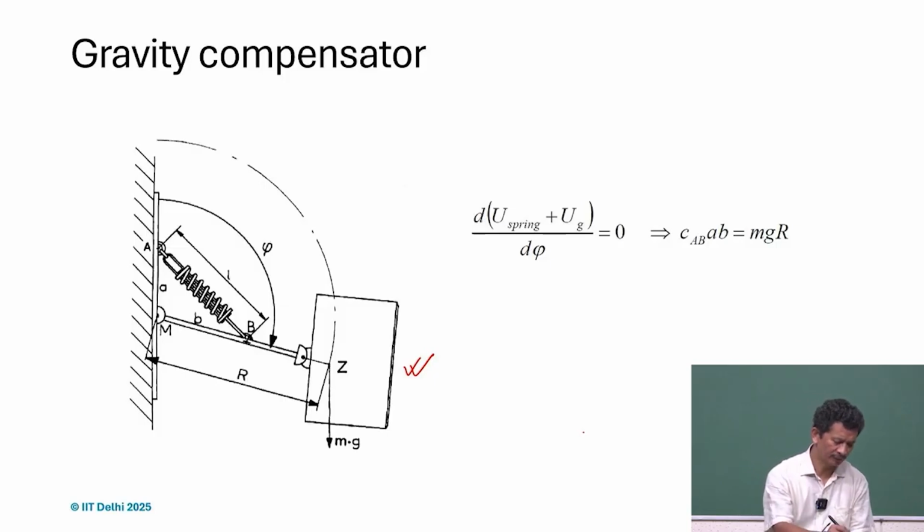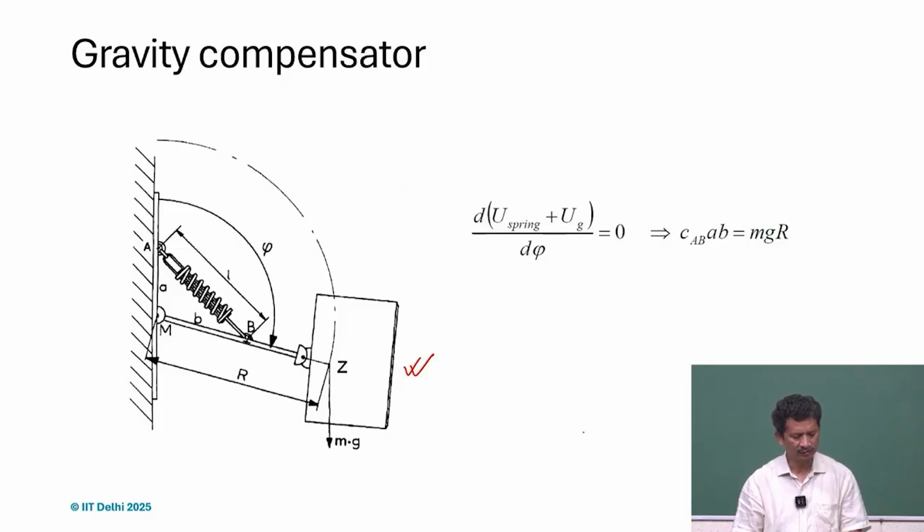So here you have a spring. In order to get zero force input, the total energy is stored in the spring and the weight mgh itself. So d by d phi of the total energy should be 0, and we should be able to get some relationship so that we can design such mechanisms.